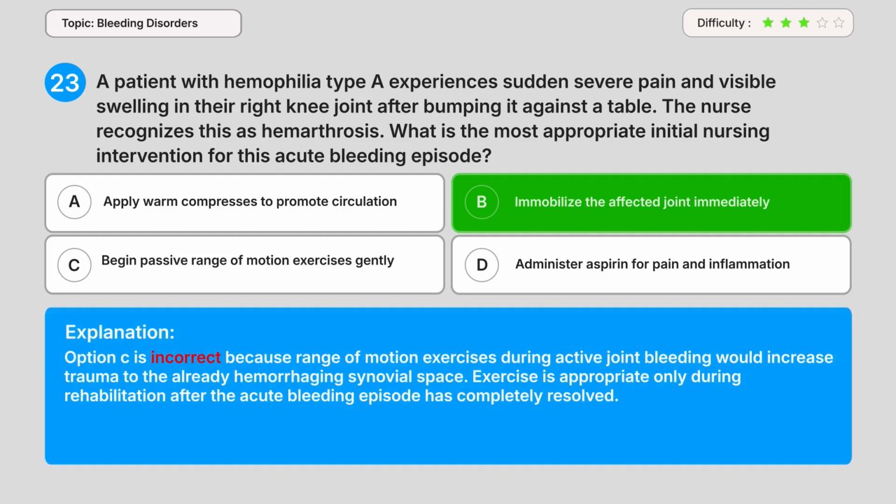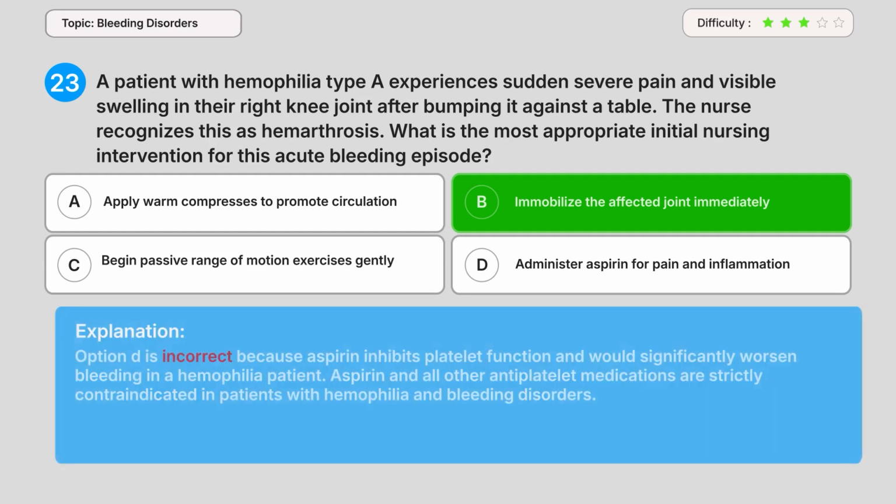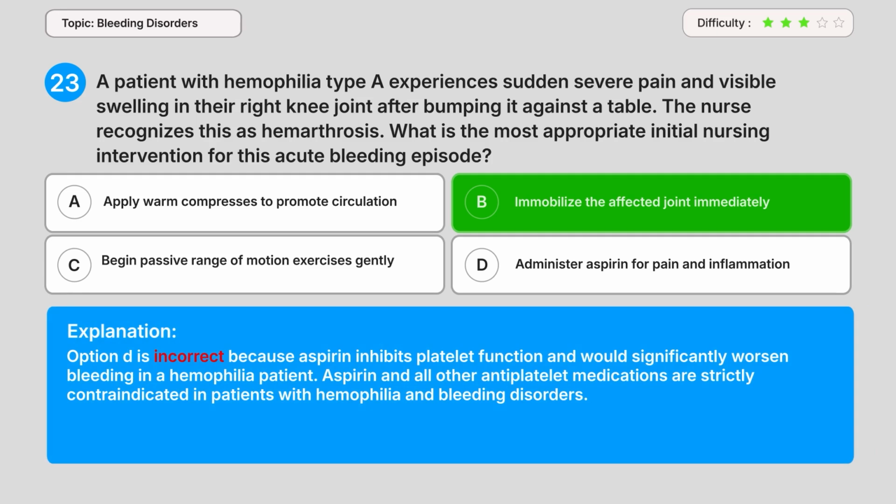Option C is incorrect because range of motion exercises during active joint bleeding would increase trauma to the already hemorrhaging synovial space. Exercise is appropriate only during rehabilitation after the acute bleeding episode is completely resolved. Option D is incorrect because aspirin inhibits platelet function and would significantly worsen bleeding in a haemophilia patient. Aspirin and all other antiplatelet medications are strictly contraindicated in patients with haemophilia and bleeding disorders.